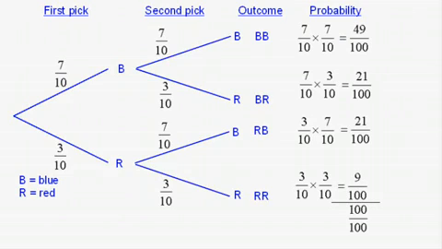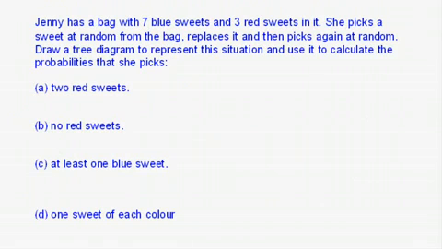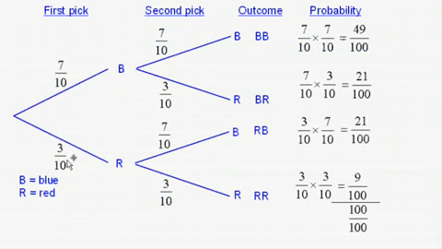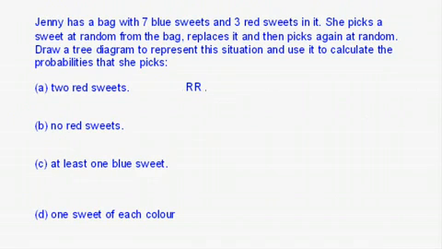Now, it's always a good idea to do a check here because all of these 4 probabilities add up to 1 because they're the only 4 possibilities in the situation. And they do add up to 100/100, which is 1. So we've done our check. Now let's look back at the question. We need to work out the probability that she picks 2 red sweets. Well, we've actually done that one. It's this number here, 9/100. There we are. The answer to that first part.